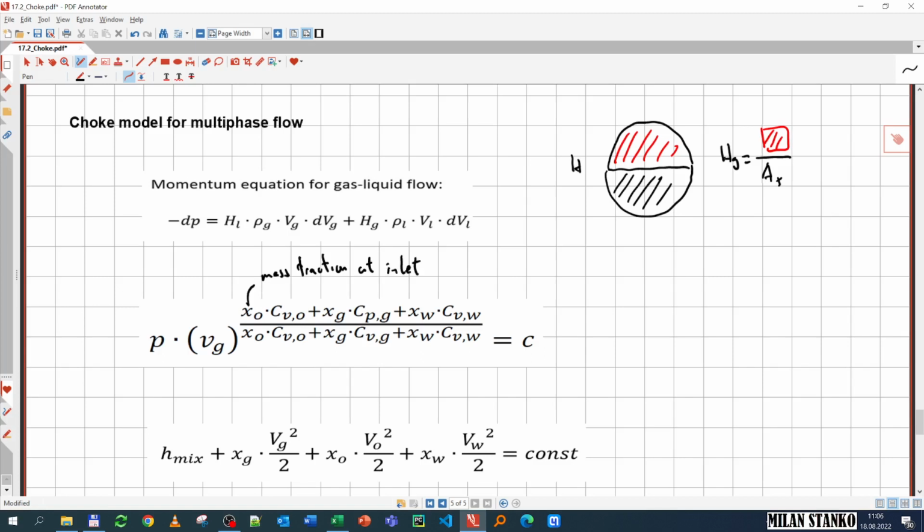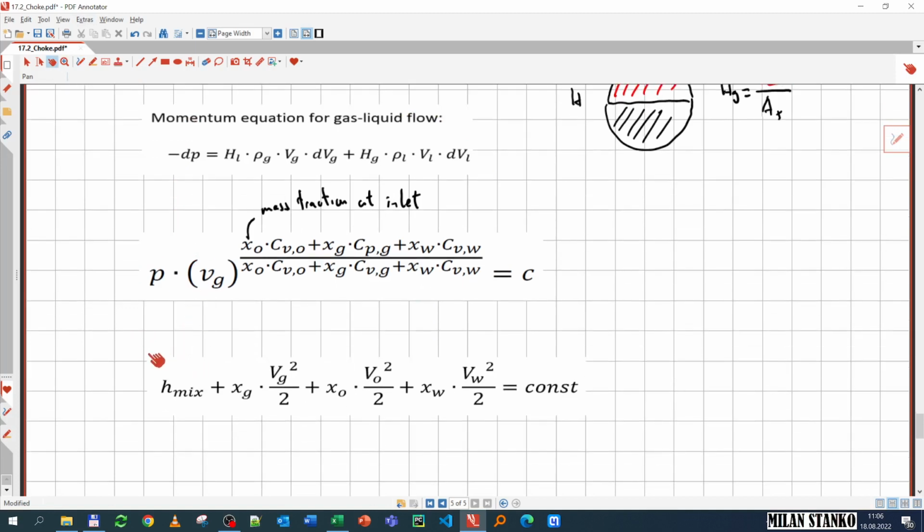Some people assume that the mass fraction is not changing along the choke, so that makes it slightly more difficult to integrate the choke model. Other people simply apply the energy equation along the path. In the energy equation, you have no heat transfer, you have no work. So essentially, all the components of the energy of the fluid remain constant along the streamline. Okay, so you say that the enthalpy of the mixture should be equal to, in this case, the kinetic energy variation of the three phases. So that could be another way to derive it.